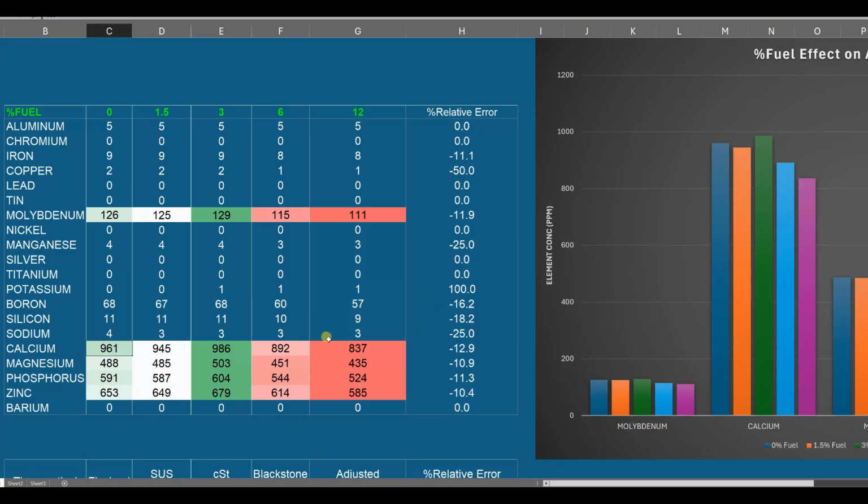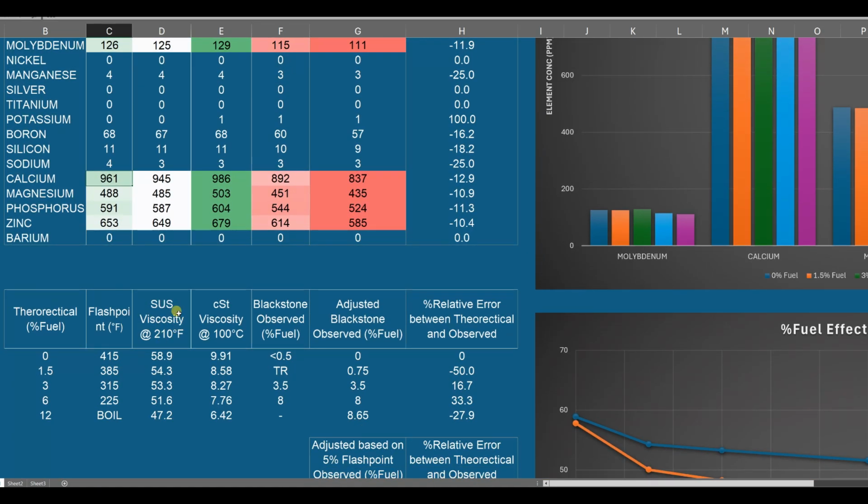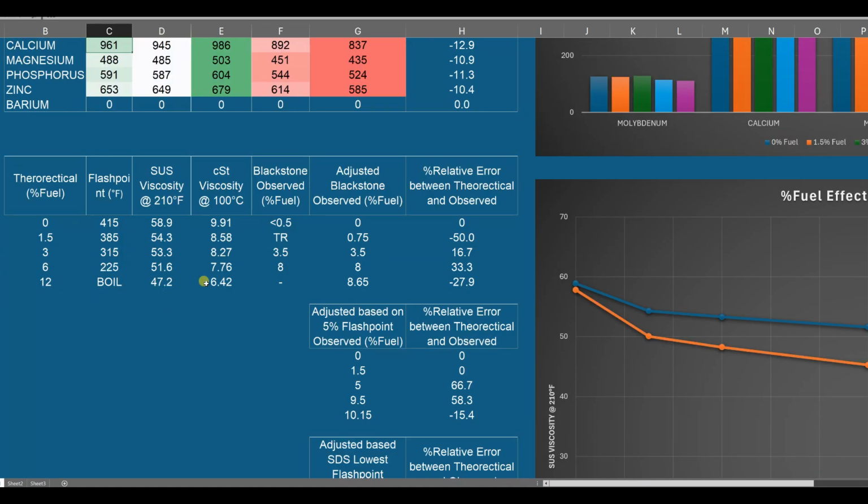All right, and let's see what else. Now let's scroll down to the actual fuel percentage they calculated here, based on Blackstone's numbers. Now, again, let me just give you the caveat here. At 1.5%, they said trace. I just arbitrarily assigned it half of 1.5, since I just put 1.5 in it. There's just no way to know what it would have calculated.